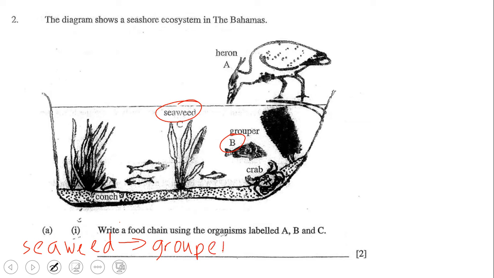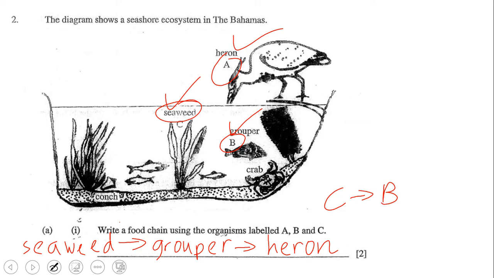And then who's going to eat the grouper? Well, the heron is going to eat the grouper. So this is a correct food chain using the organisms that we have: the seaweed, the grouper, and the heron. Using the letters from the diagram, C will be eaten by B, which will be eaten by A. Okay, moving right along to the other question.